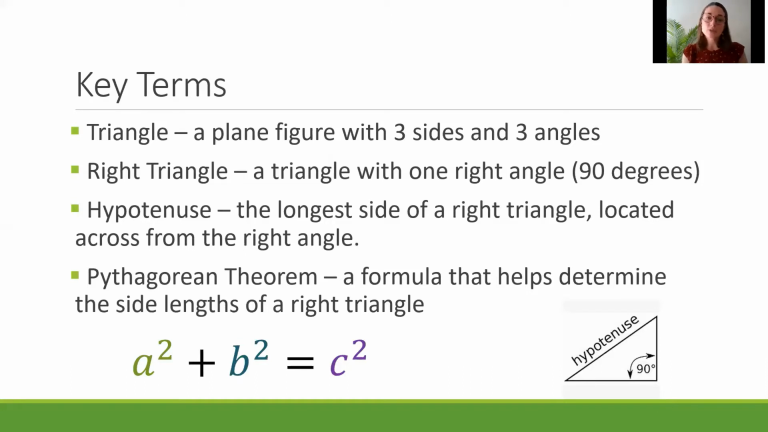A hypotenuse is a fancy name for the longest side of a right triangle. And it's easy to find because you just have to find the right angle and then go directly up from there, and it'll show you which side is the longest. It'll be exactly opposite the right angle. So the Pythagorean Theorem is a formula that will help us determine the side lengths of a right triangle. So if you're missing one length on a right triangle, the Pythagorean Theorem makes it possible to figure out that length using the other sides.